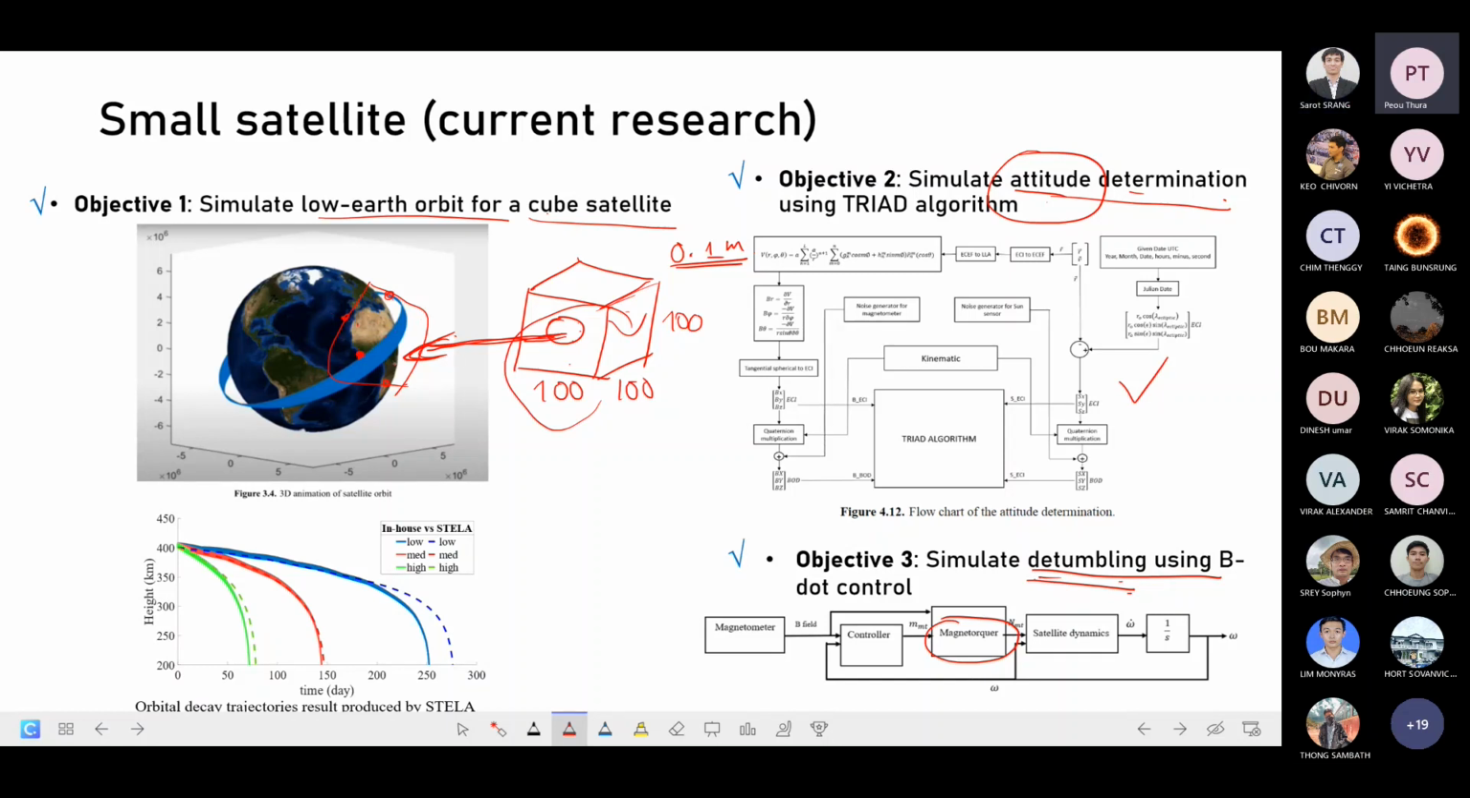But if we want to focus the camera on a specific location, for example a part of Cambodia, some part of Tonle Sap, or some part of a city, or some part of the forest, then we need a different actuator. And now we have a project to use a reaction wheel to control the satellite to point to a specific desired location.